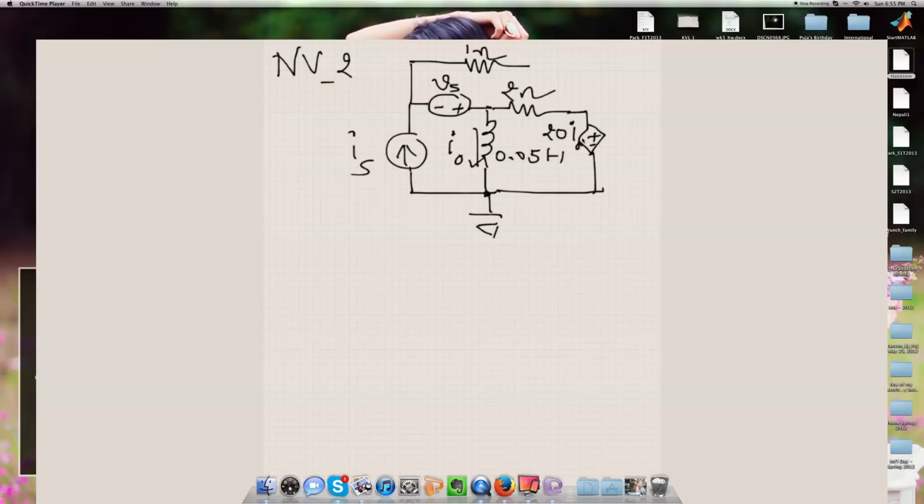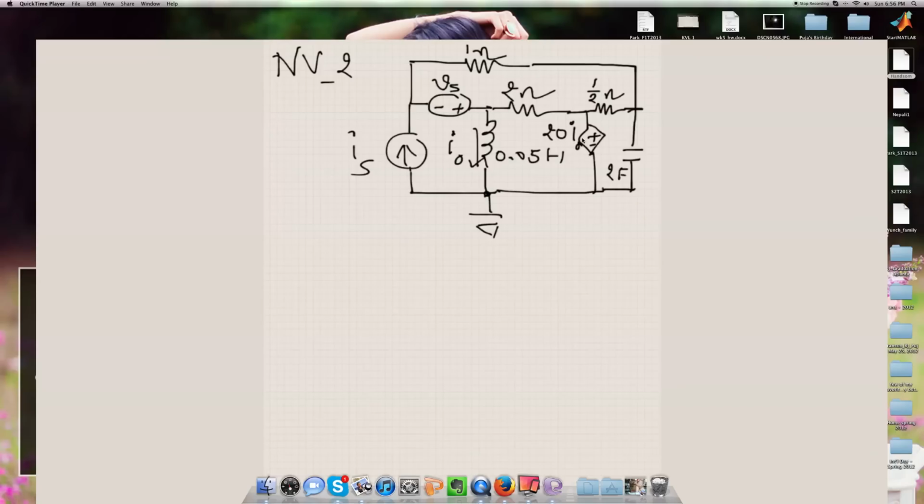Okay, and we have another resistor here of resistance 1/2 ohm. This 1 ohm is coming all the way here, and then we have a capacitor here connected as well. So this capacitance is 2 farad. We're almost done with the circuit drawing.